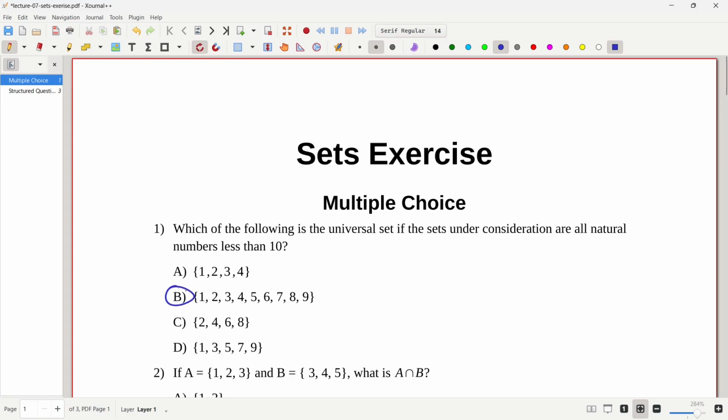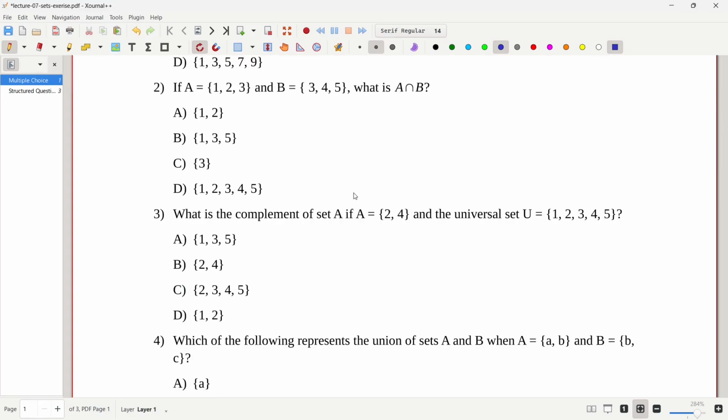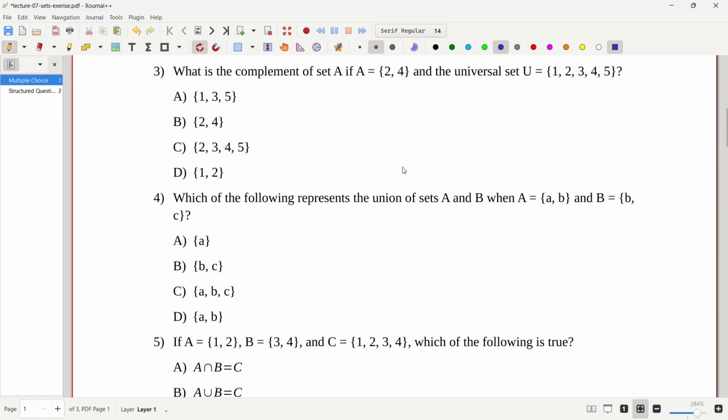Less than 10, B. If A is equal to {1, 2, 3} and B is equal to {3, 4, 5}, what is A intersect B? We're looking for commons, so 3 is in common to both of them, so this answer is C. What is the complement of set A if A is equal to {2, 4} and the universal set is {1, 2, 3, 4, 5}? So if I'm having 2 and 4 belonging to A, then 1, 3, and 5 should belong to the complement.